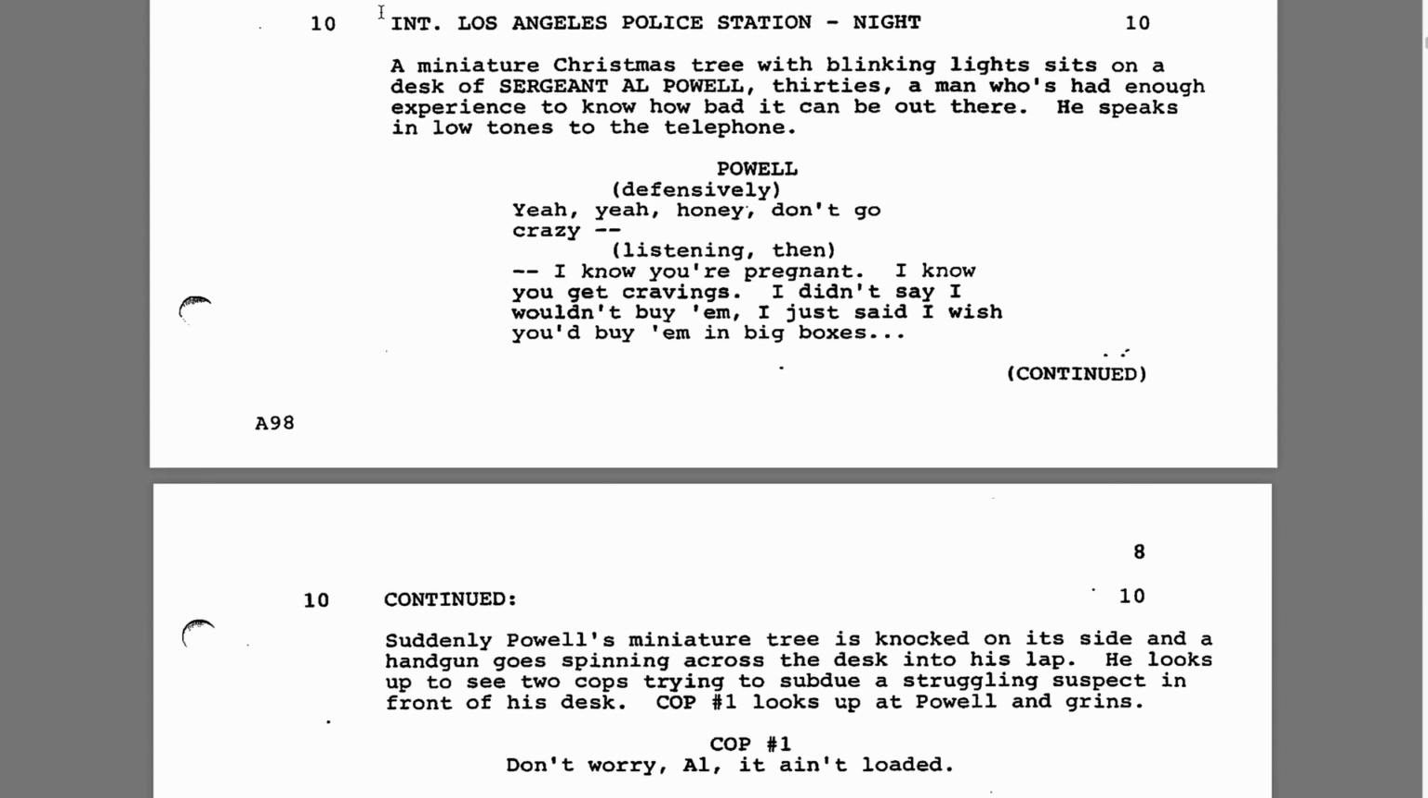Okay. Interior: Los Angeles Police Station. Night. A miniature Christmas tree with blinking lights sits on the desk of Sergeant Al Powell, 30s, a man who's had enough experience to know how bad it can be out there. He speaks in a low tone to the telephone. Powell, defensively: Yeah, honey, don't go crazy. Listening, then: I know you're pregnant. I know you get cravings. I didn't say I wouldn't buy them. I just said I wish you'd buy them in big boxes.